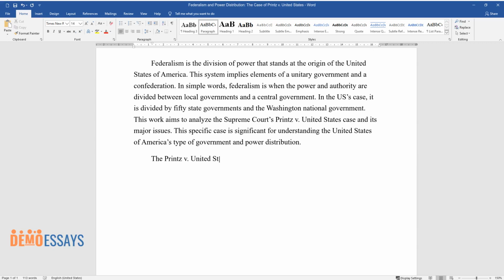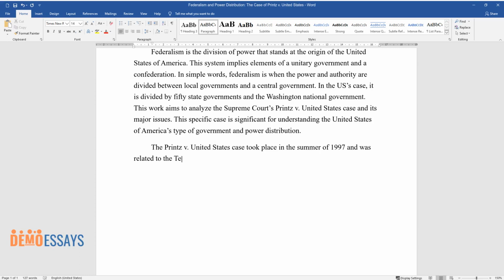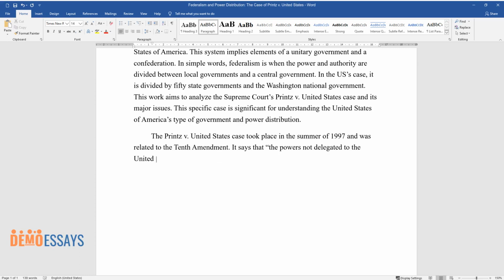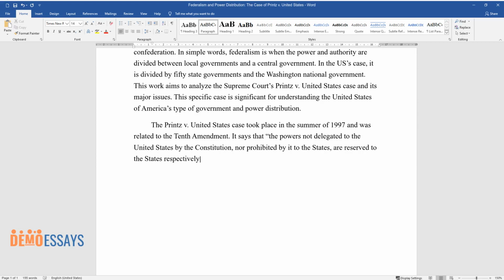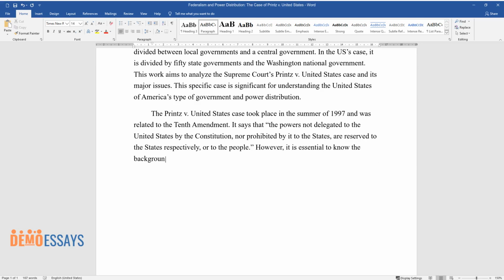The Printz versus United States case took place in the summer of 1997 and was related to the 10th Amendment. It says that the powers not delegated to the United States by the Constitution, nor prohibited by it to the states, are reserved to the states respectively, or to the people. However, it is essential to know the background to understand the case and analyze it.